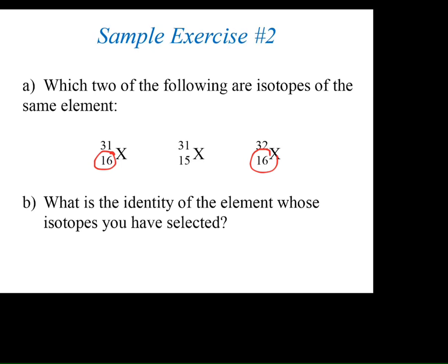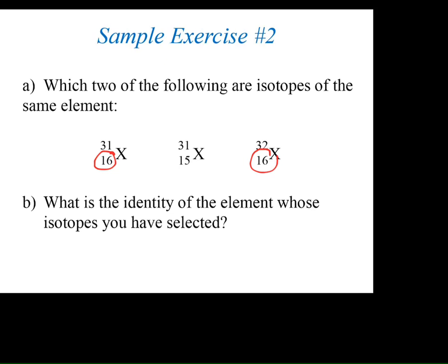So these two, though, even though they're both 31, they're different elements, right? Because they have different numbers of protons. And the protons are what makes the element the element. If you change the protons, you turn it into something else. Okay, so B. What's the identity of that one? What is that element? Somebody tell me. Find your periodic table. What is that element? Sulfur, right?